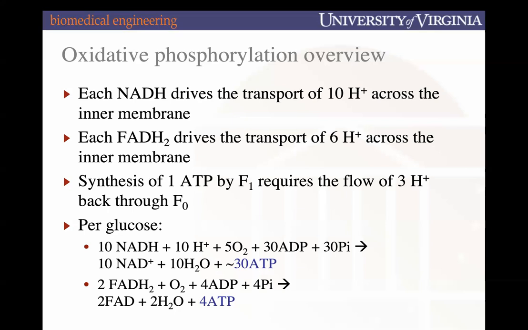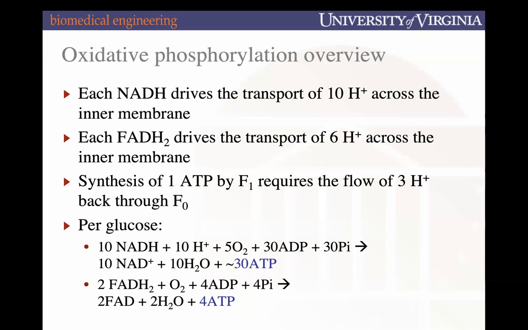So for every glucose molecule, we have our 10 NADHs and our 2 FADH molecules, which means with a ratio of 10 hydrogen ions for each NADH, there's going to be 100 hydrogen ions per glucose as it relates to NADH. And then there's going to be 12 hydrogen ions because, sorry, I'm going to take a step back. We have 2 FADH2 molecules here, and it drives 6 hydrogen ions each.